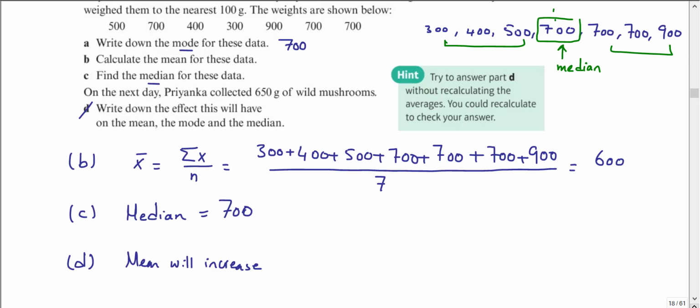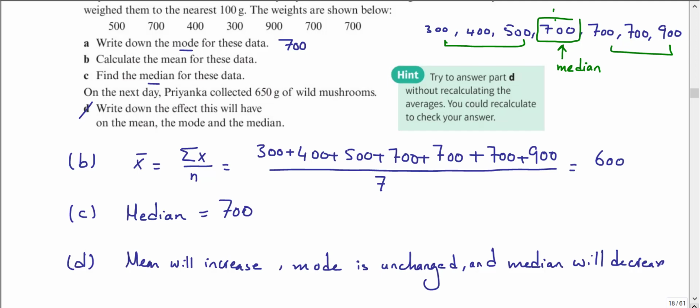So that's the mean. How about the mode? The mode, it will increase. I'm sorry to say the same. Yeah, mode is unchanged. You can say it's the same or just say unchanged. Okay, how about the median? It will decrease, yes. That's it. You get it now? Very good.